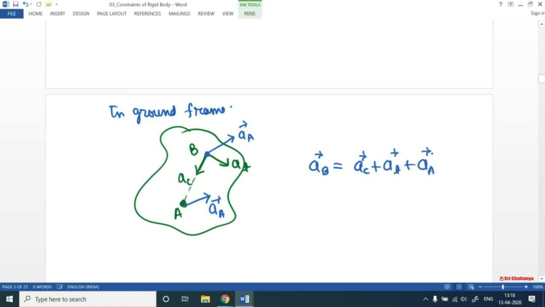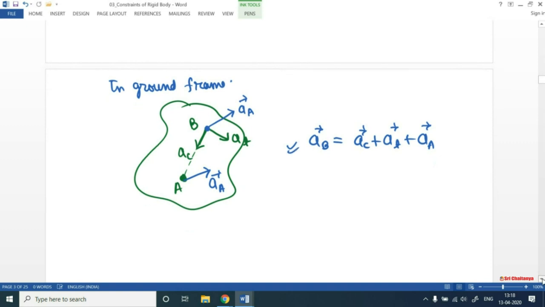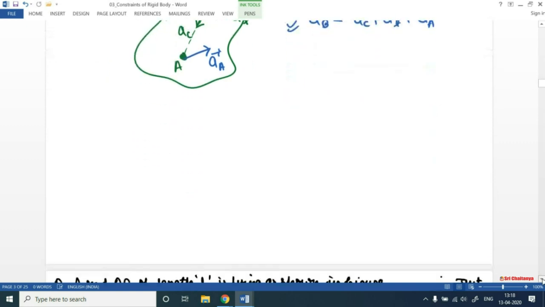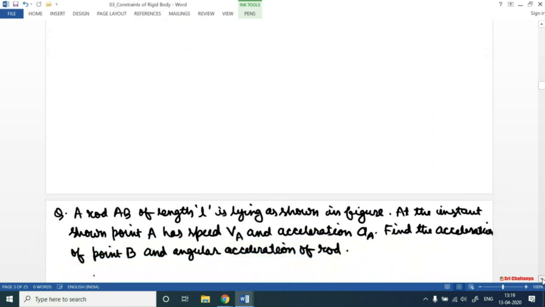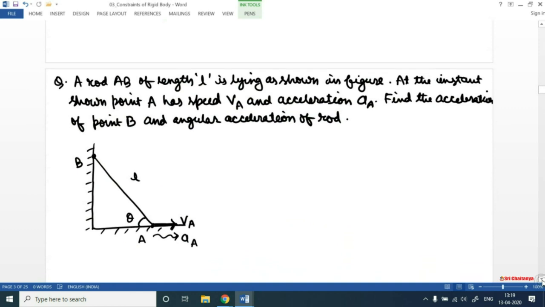So this discussion is going to be very, very useful when we enter into the problems of combined translational and rotational motion. So please do remember this. Now let's take one very simple question over here, where you will be using the acceleration constraint equation.